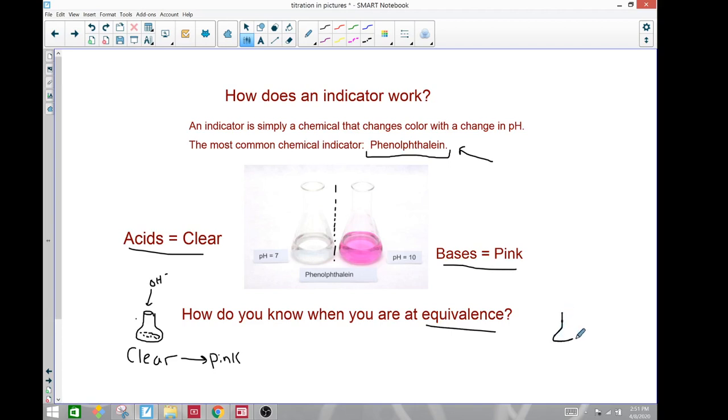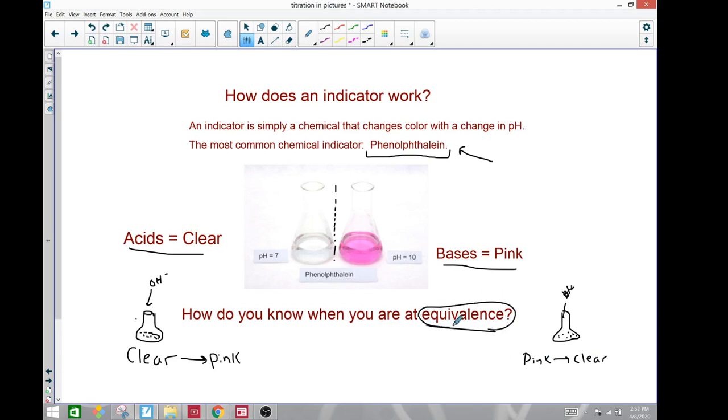titrating a base, okay, then it's going to start out pink, and you're going to be dropping in H plus ions, okay, and you drop them in, it's going to turn clear, and at the last sign of your pink disappearing, you're awfully close to the equivalency point, okay.